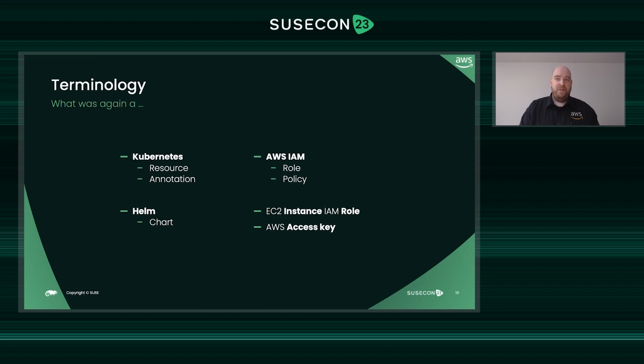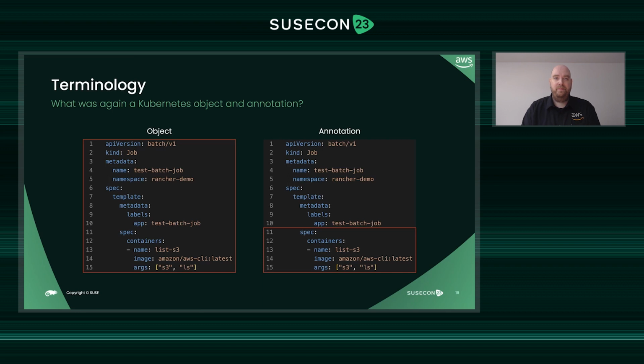A quick refresh about some important terminology, like some Kubernetes terms, what a Helm chart is, and then a little about AWS identity and access management. So first, Kubernetes objects. Basically anything which is created in a Kubernetes cluster, like jobs, pods, deployments, everything is actually an object.